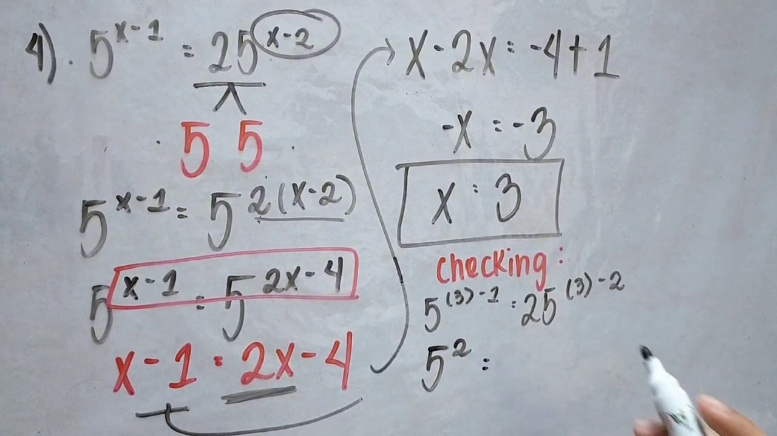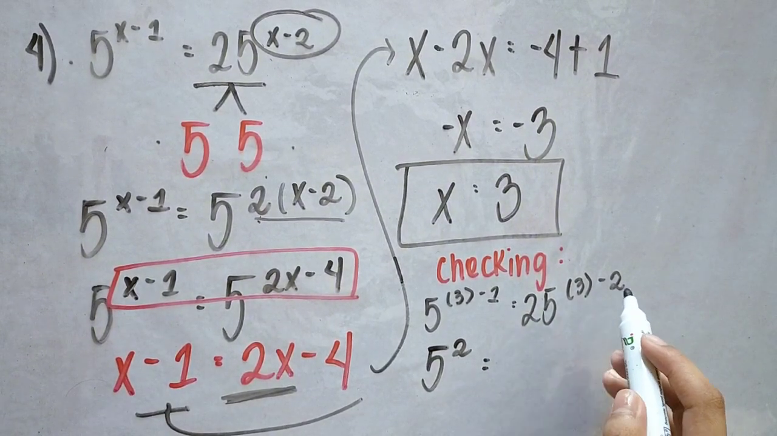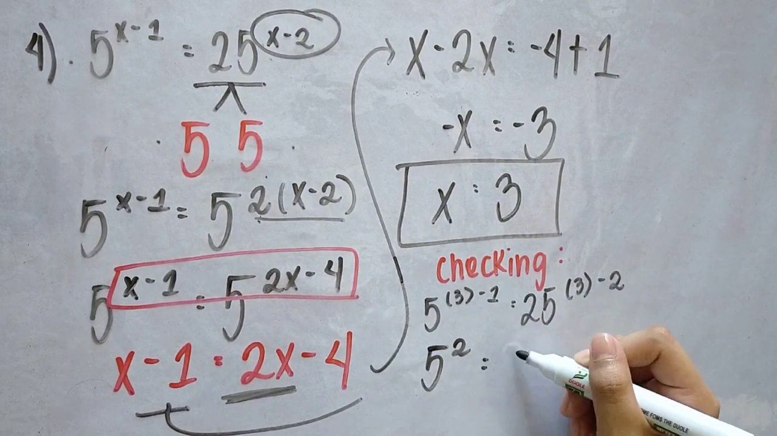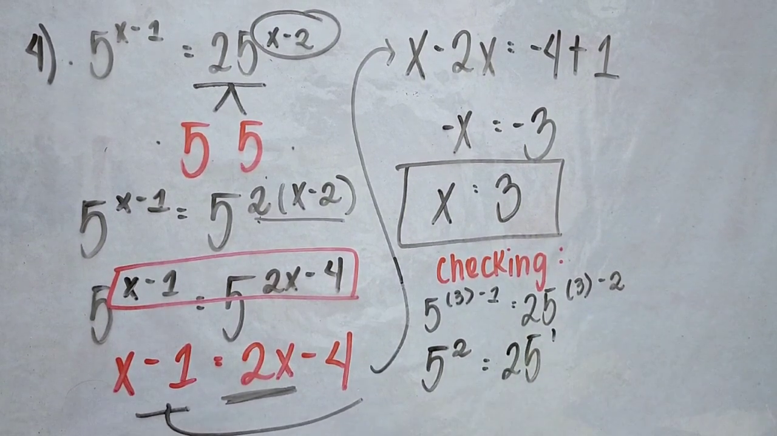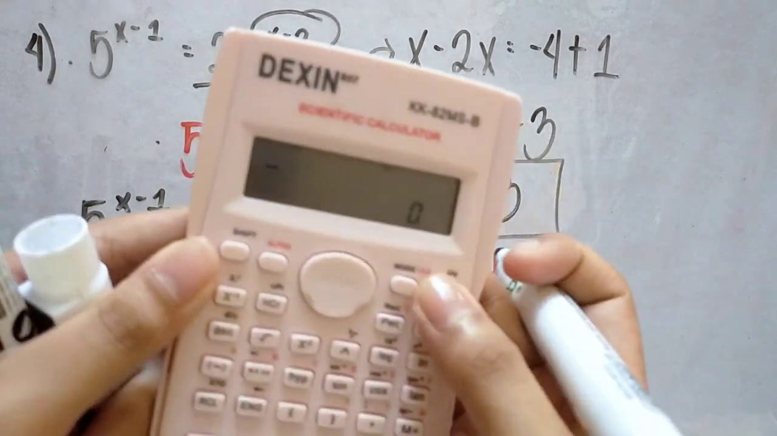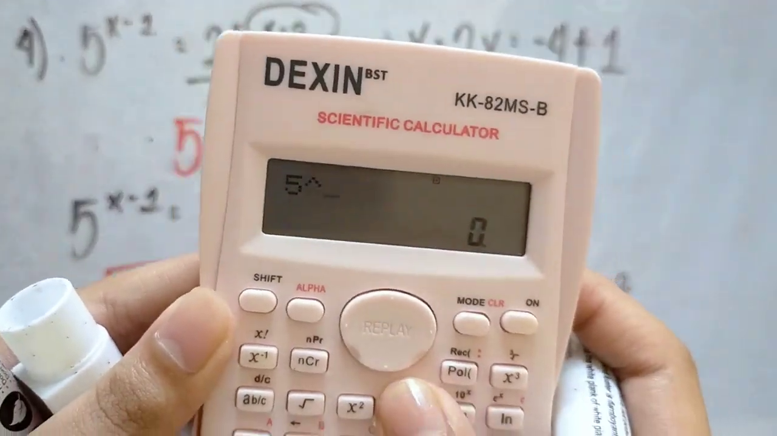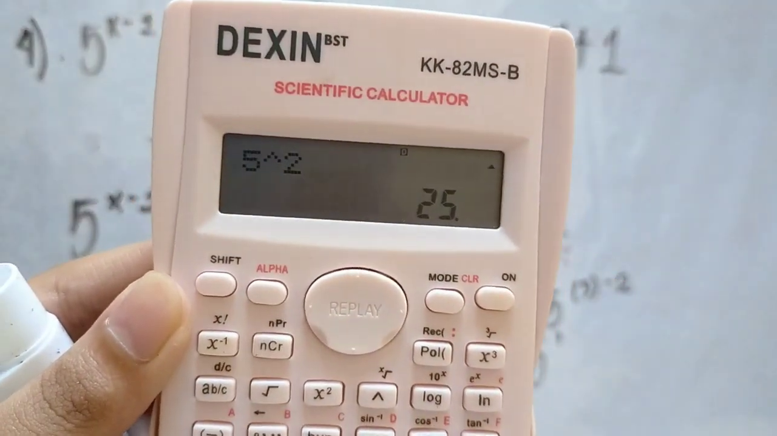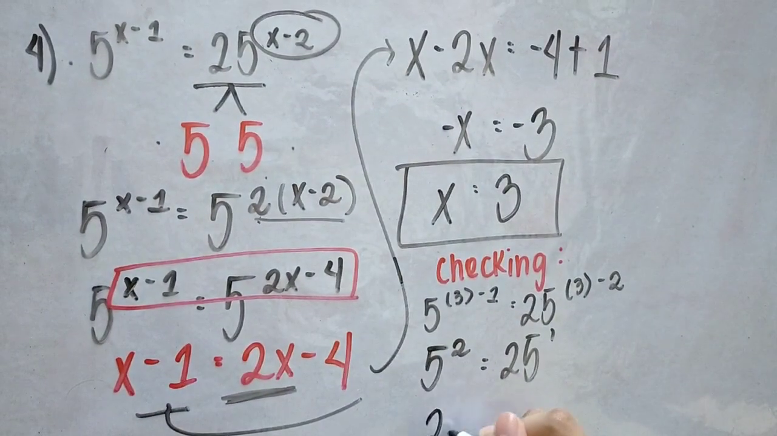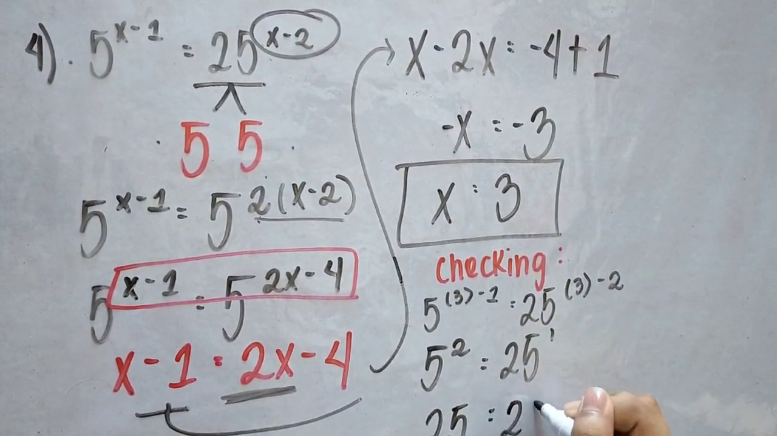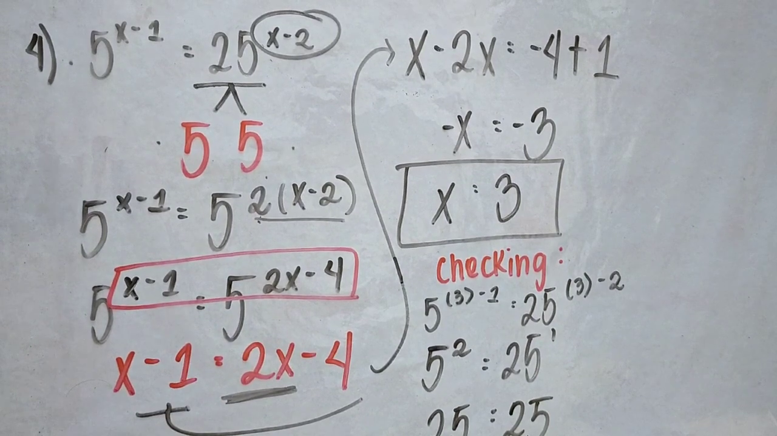And once na 3 minus 2, magiging 1 na lang yung exponent niya. And then once naman na tinignan na naman natin sa calculator yung 5 raised to 2, the answer will be 25. Nahanap na naman natin yung tamang sagot.